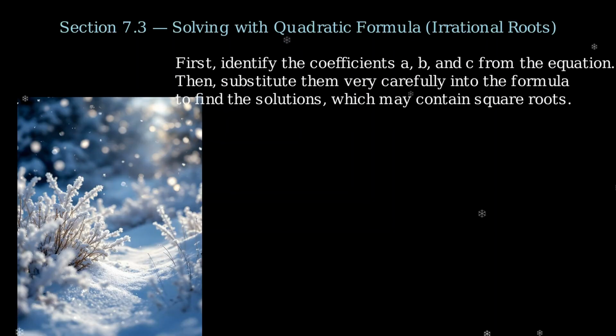Let's practice another advanced example using the quadratic formula. To solve the equation 2x squared minus 7x plus 4 equals 0, we first list out the exact values of a, b, and c. Here, a equals 2, b equals negative 7, and c equals 4. Now, we carefully substitute these three numbers into our formula.